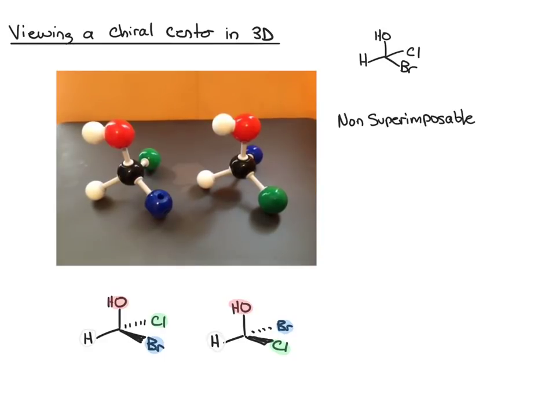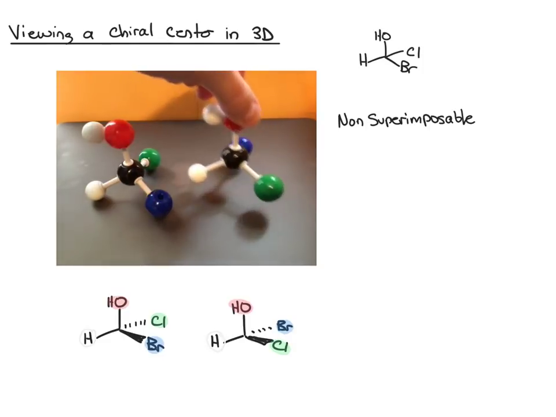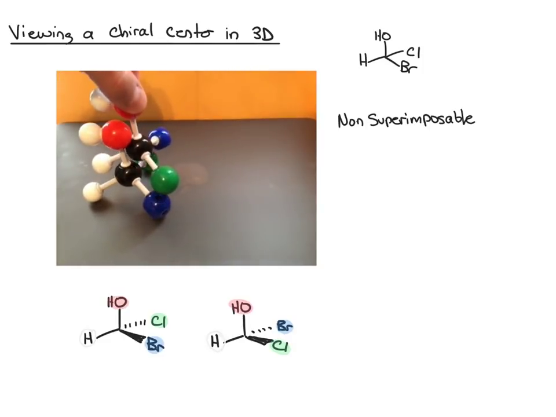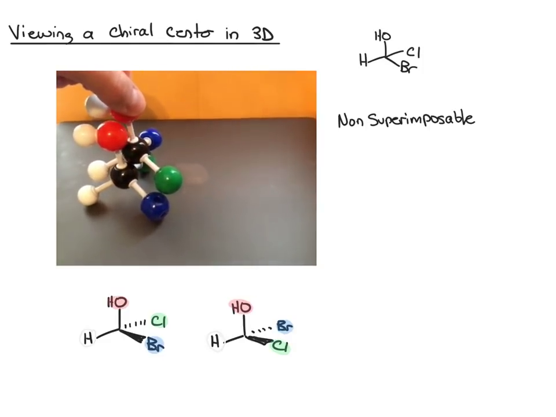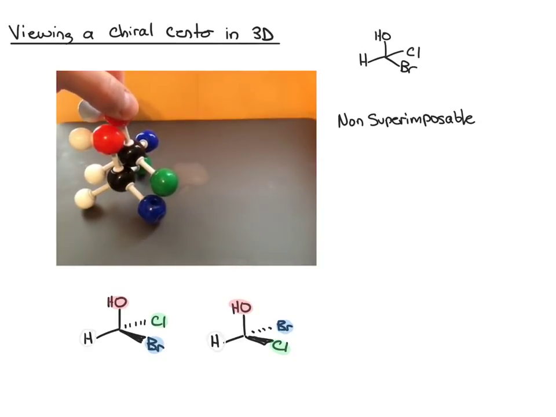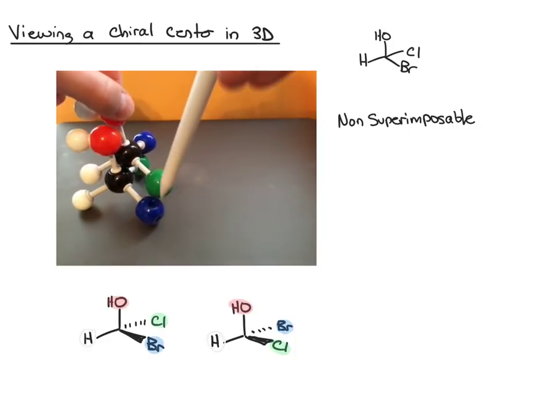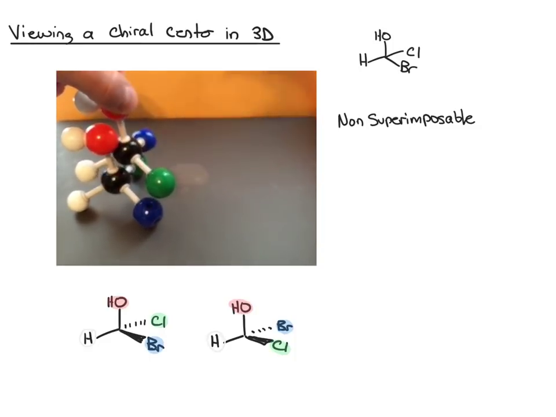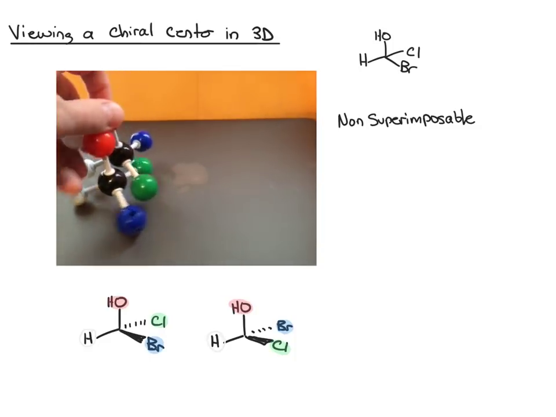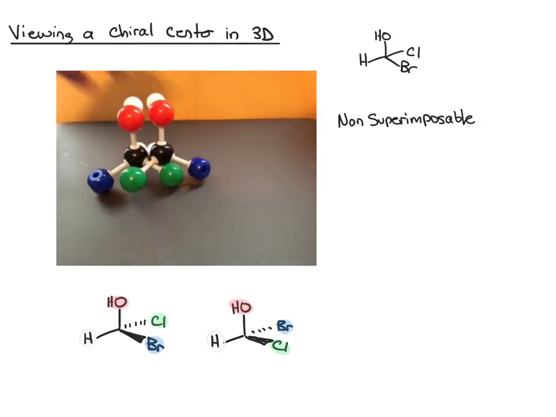Now what that basically means is if we take one of these molecules and try to superimpose it on the other, well, the H and the OH line up and superimpose, but the chlorine and the bromine don't line up, they won't superimpose. No matter what you try, you can never get these molecules to perfectly superimpose on one another. Another way to almost think about non-superimposable is just non-identical.